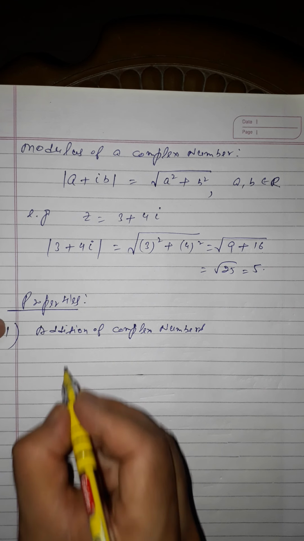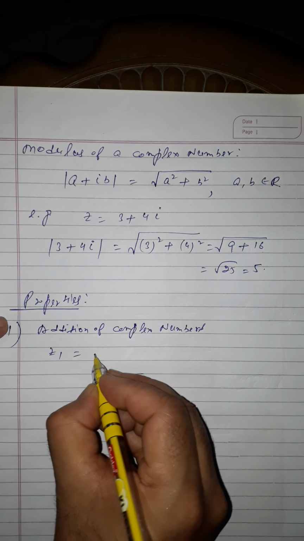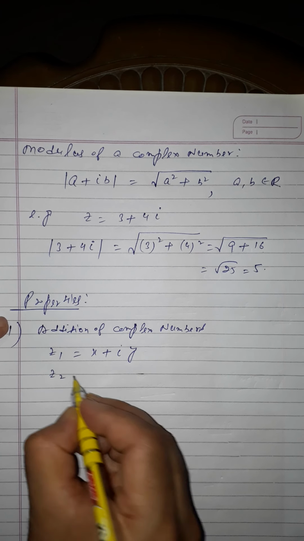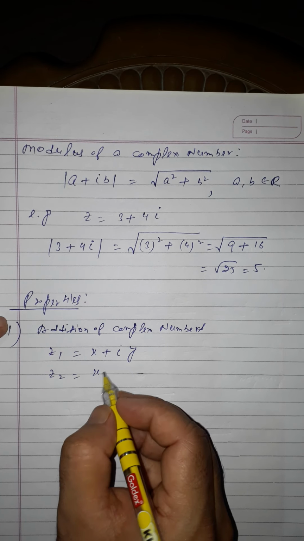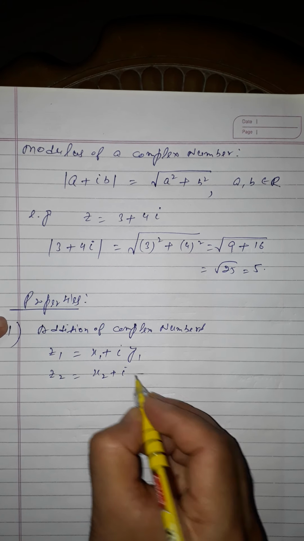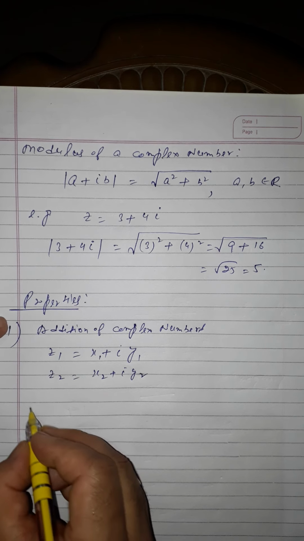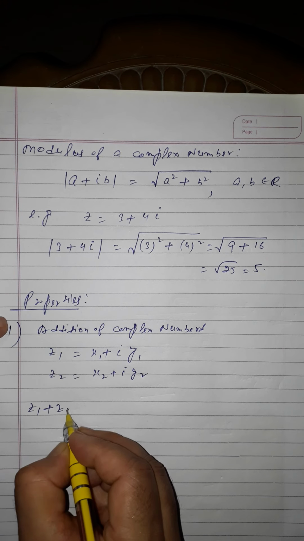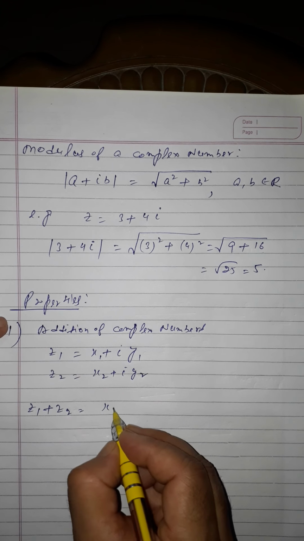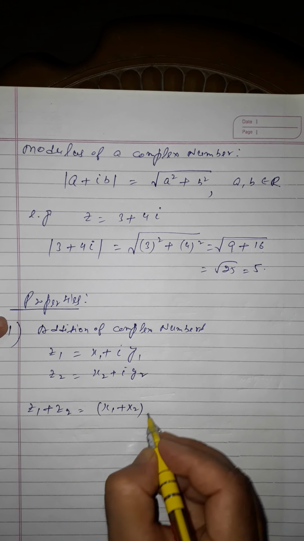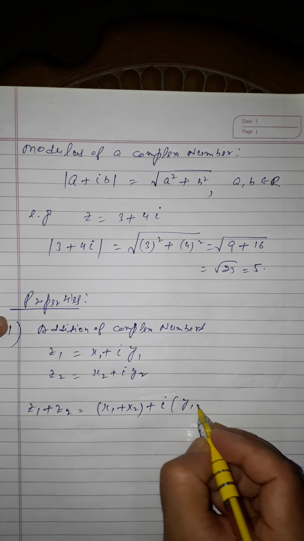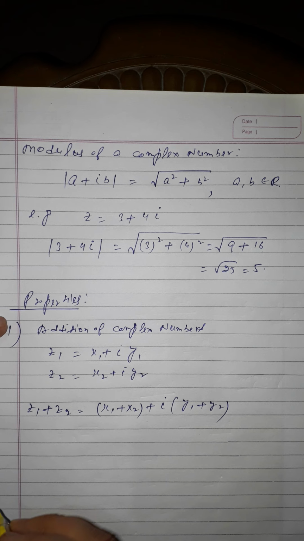Remember, students, if we have two complex numbers, z1 equal to x1 plus iota y1, and z2 equal to x2 plus iota y2. While we add them, z1 plus z2, what will happen, students? The real part will be added to the real part, and iota will come common, the imaginary part will be added to the imaginary part.